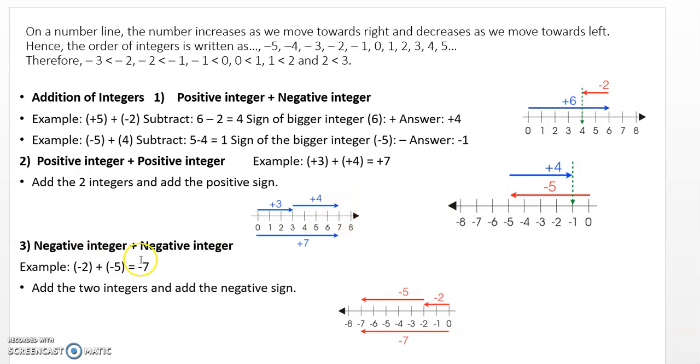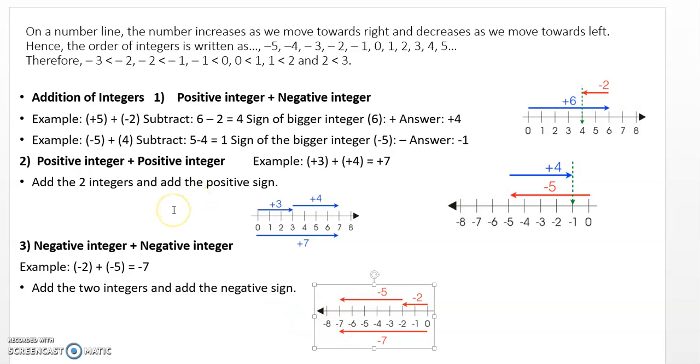Now negative plus negative. Since these two numbers have the same sign, you have to add it, and which sign will you put? Minus sign. So here it is given as, from 0 you have to go to minus 2. And since minus 5 is there, you have to move towards the left of the 0. What answer will you get? Minus 7. This is how you show it on the number line.